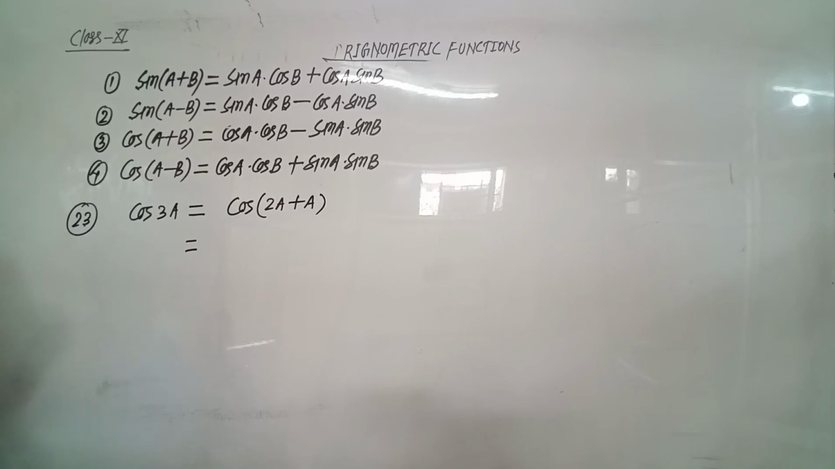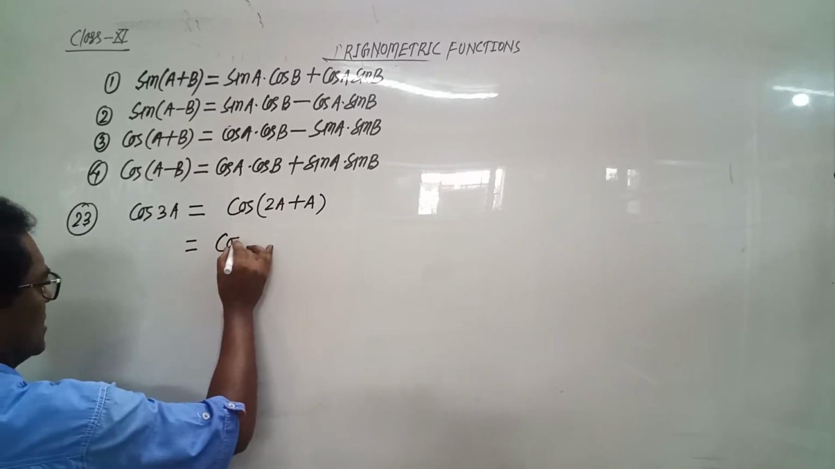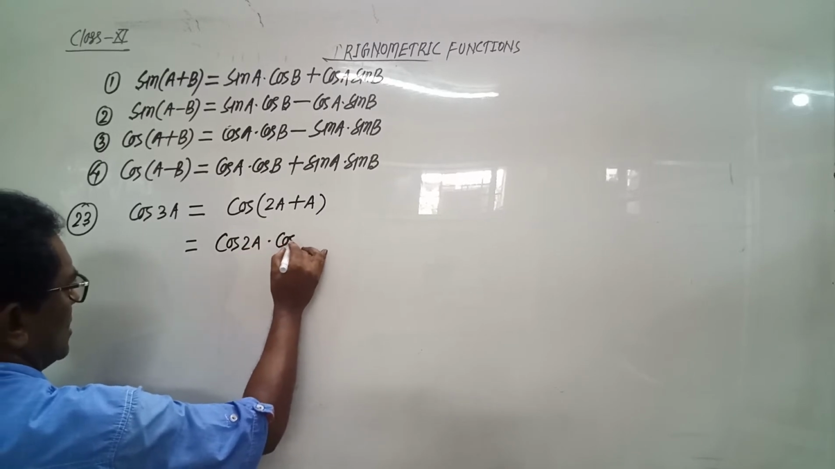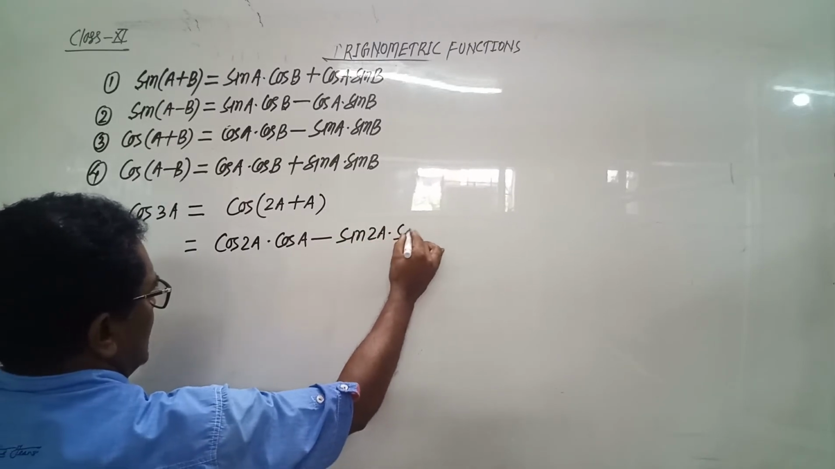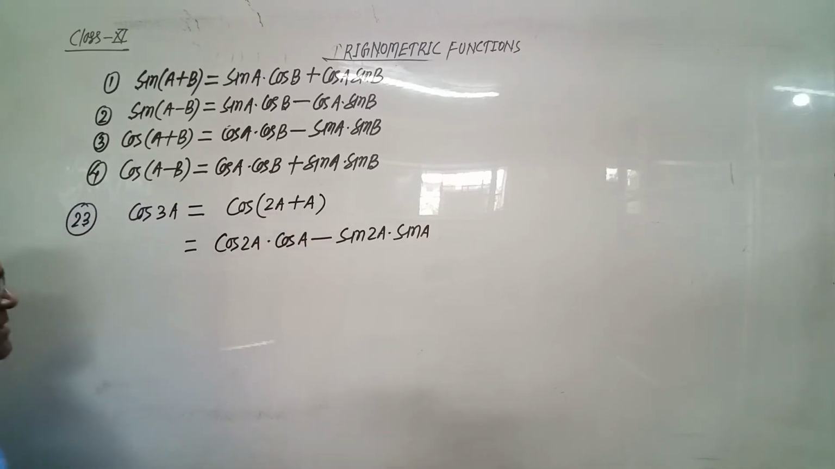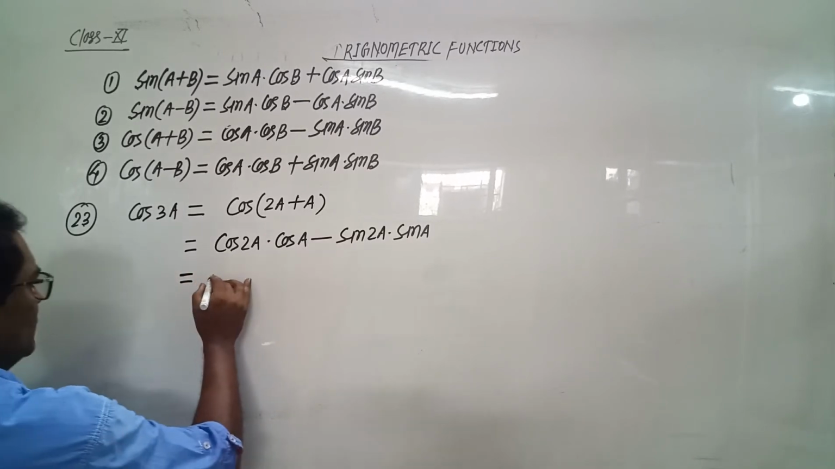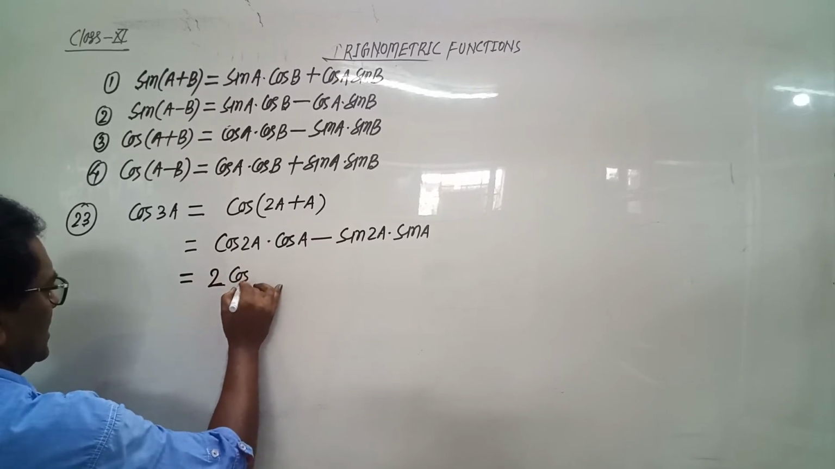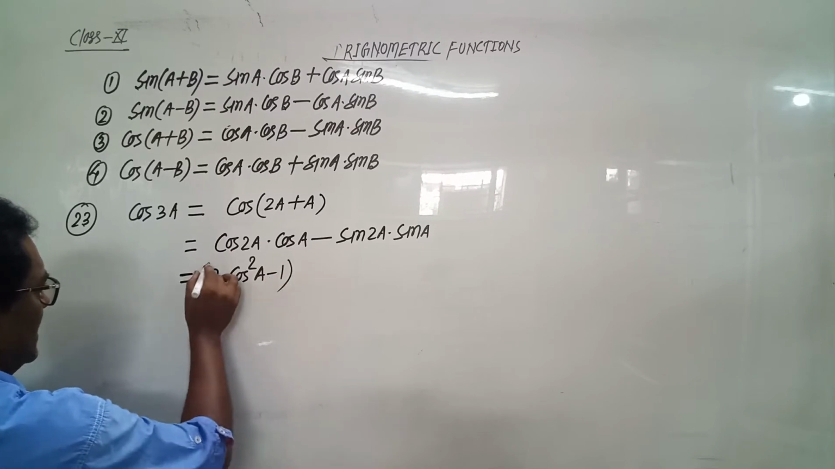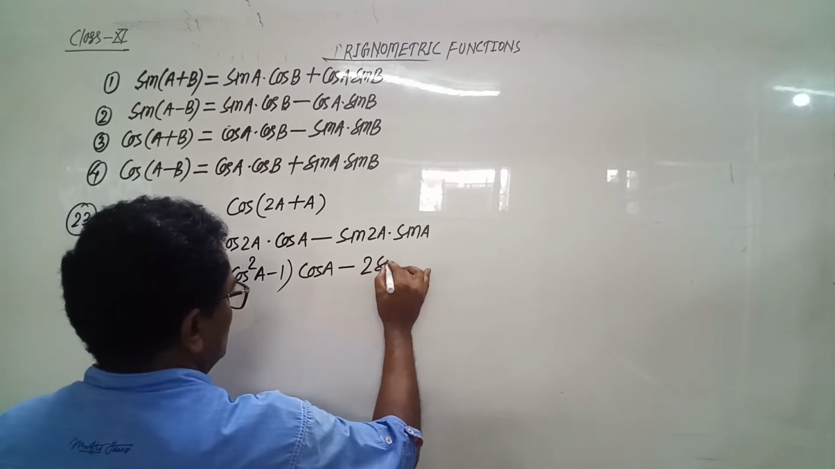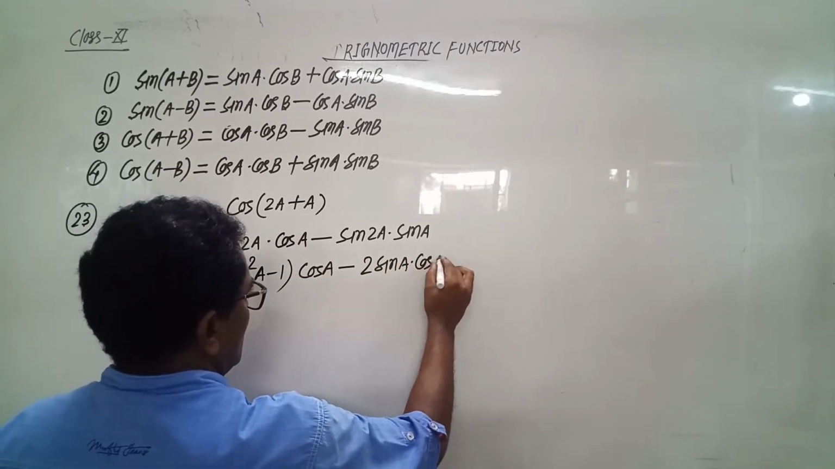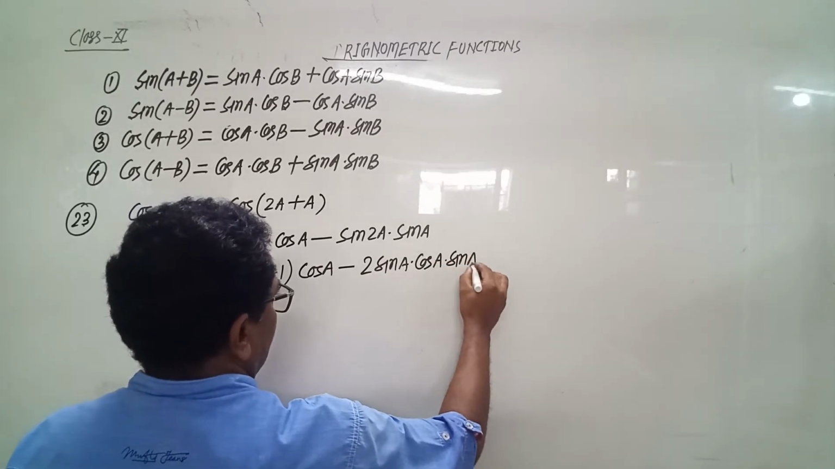Third number formula, cos(A plus B), is cos A into cos B minus sin A into sin B. At the place of A we have 2A, and at the place of B we have A. Now the formula for cos 2A in terms of cos is 2 cos square A minus 1, into cos A. Sin 2A is written as 2 sin A into cos A, and into sin A.